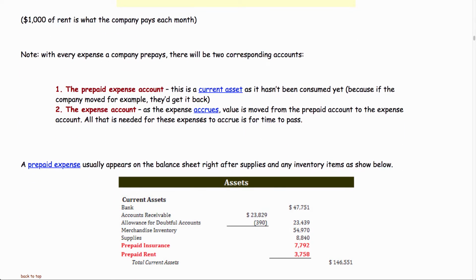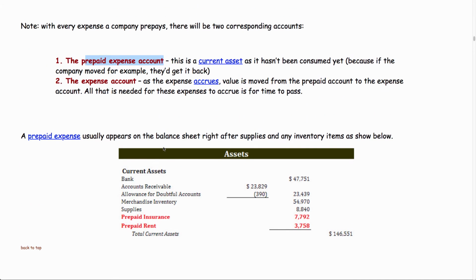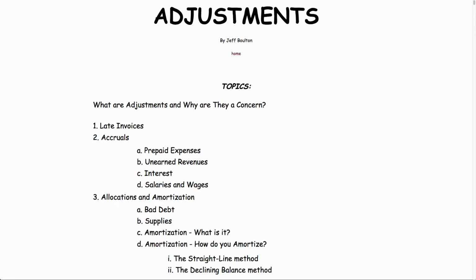So there are 2 accounts for every prepaid. You're going to have a prepaid expense account, which, don't be misled, is actually a current asset. And for each prepaid, you're going to have the expense account as that asset wears out. In a typical balance sheet, you'd see your prepaid asset accounts after supplies or inventory towards the end of the current asset section. And then on the income statement, they would just be insurance expense or rent expense, and they'd be in alphabetical order as usual. So let's try these couple.